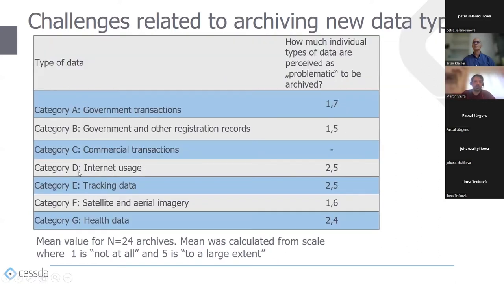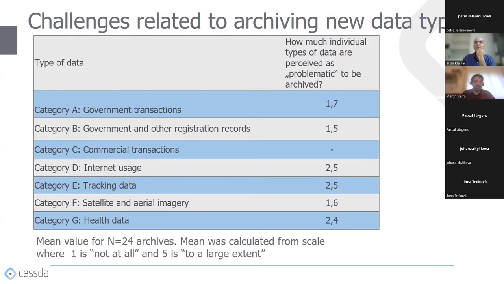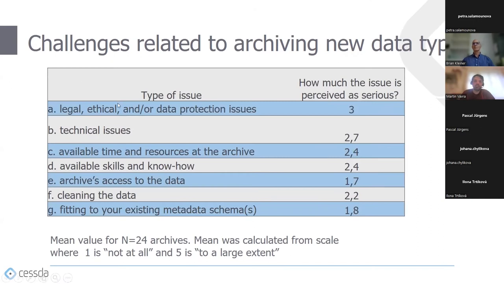Legal problems, because, for example, internet usage data typically has some copyright issues and some data protection issues. And at the same time, internet usage data are frequently less structured compared to, for example, some government registration records. So there are technical problems coming as well. It's only a hypothesis, but I think quite well-founded, that internet usage data, health data, tracking data are very strongly connected to both kinds of problems which are perceived as most serious: legal problems, ethical problems, and technical issues.